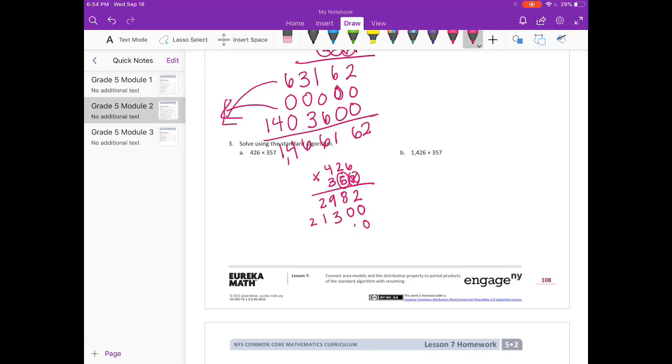Now I'm going to put down 2 zeros because we're moving to the hundreds place. So 3 times 6 is 18. Carry the 1. 3 times 2 is 6, plus 1 is 7. 3 times 4 is 12. Add it all together. 9 plus 3 is 12. Plus 8 is 20. 2 plus 2 is 4. Plus 1 is 5. Plus 7 is 12. So we should get 152,082.